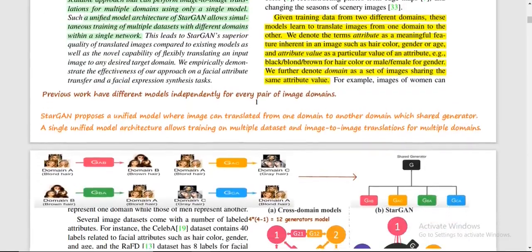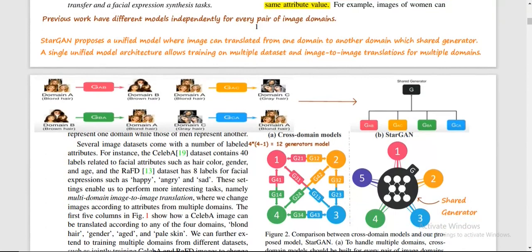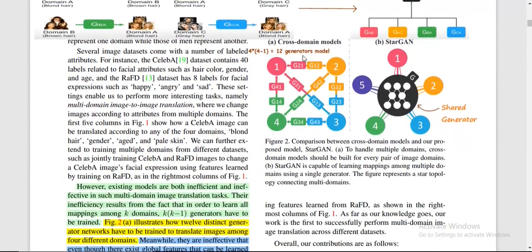and we will see later how the results compare to the baseline models. So the main concept is that they propose a shared generator instead of separate generators for translating one image domain to another image domain. It is most clarified from this figure. For example, if you have the mapping for k domains, then we need k times k minus 1 generators. In this case, we have to translate among 4 domains, right? So we need 4 times 4 minus 1, equals 12 generators.